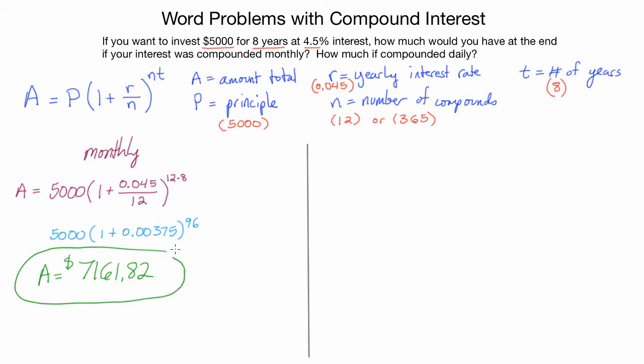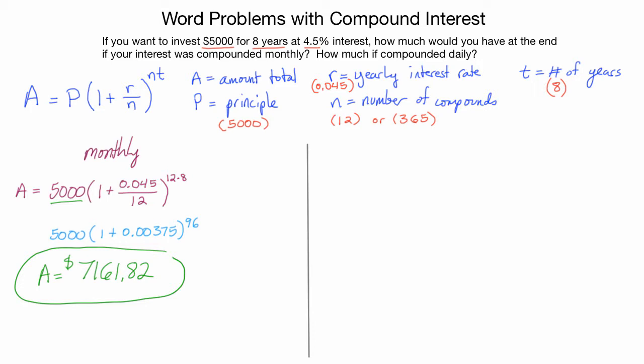All right, so that would be with compound interest. I started with $5,000 and I ended up with $7,161, and I didn't have to add any extra money. So over 8 years, I made almost over $2,000. That's a pretty nice return. Let's take a look now.